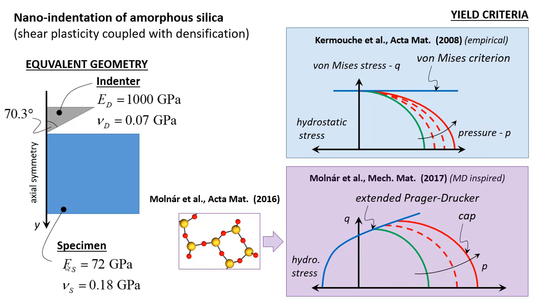I am going to use an equivalent geometry for the Berkovich indentation, which is an axisymmetric geometry, and we will compare the results of the two different yield criteria. Now, let's get started.